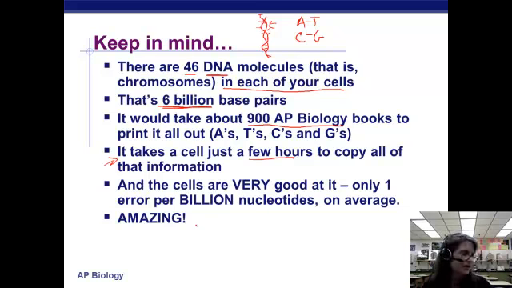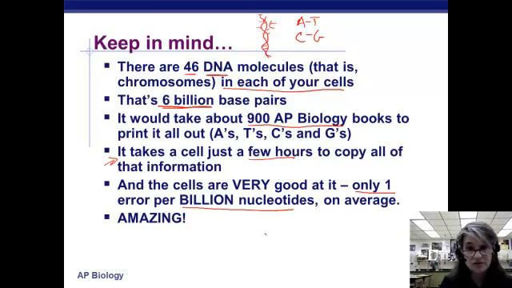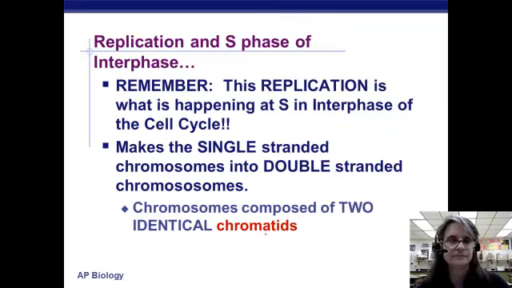Imagine copying 900 biology books worth of information in just a few hours and making only one error per billion nucleotides. That's staggering that it can be that error-free, and thank goodness it is, because every error in the DNA can lead to a catastrophic problem. It doesn't necessarily have to, but it can.